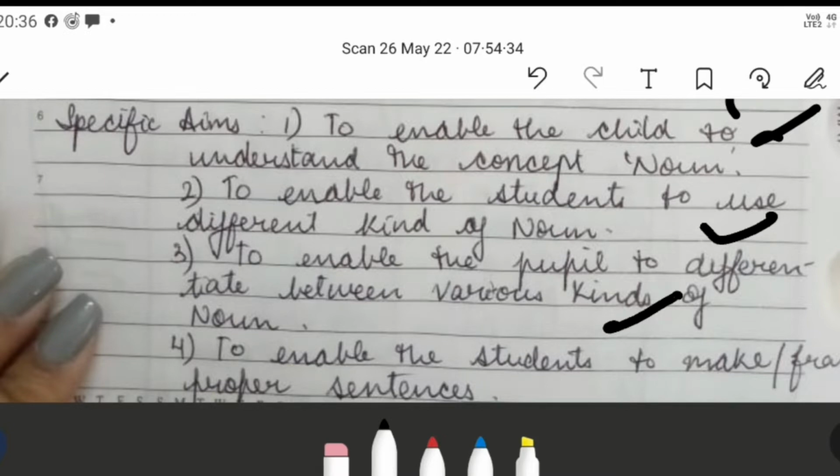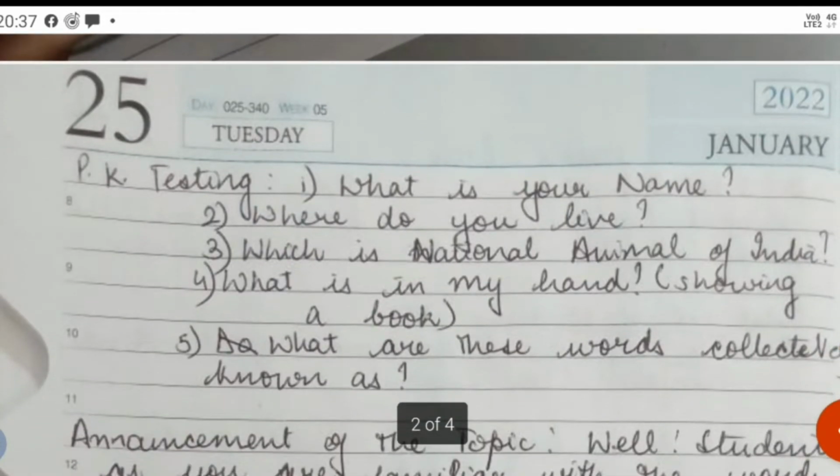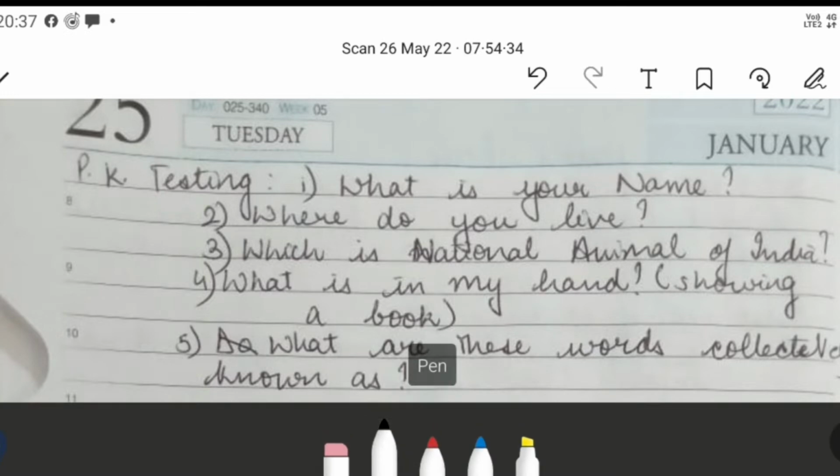Then to enable the student to make or frame sentences properly by using the noun. Right? Moving on to the next one. Now, first thing, very important thing for the lesson plan is the PK testing. Now, PK testing is what?